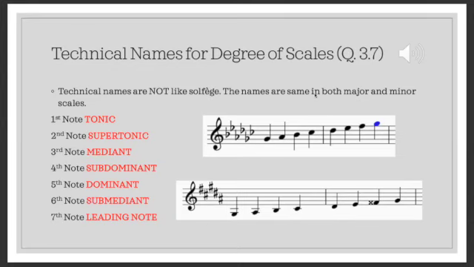The names are both the same in major and minor. So the first note of a scale is called the tonic. The second note is called the supertonic, and then so on and so forth. Mediant, subdominant, dominant, submediant, and leading note.